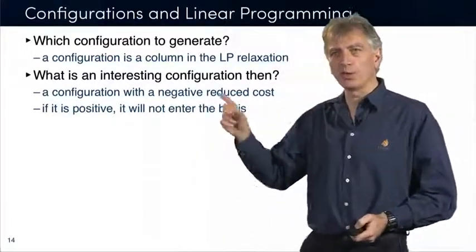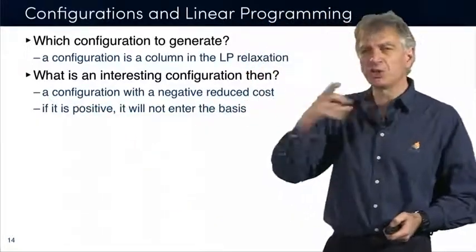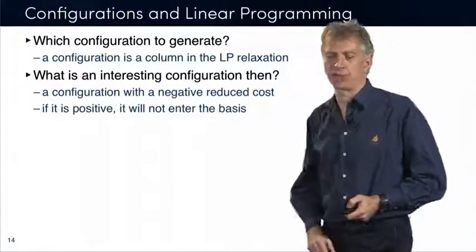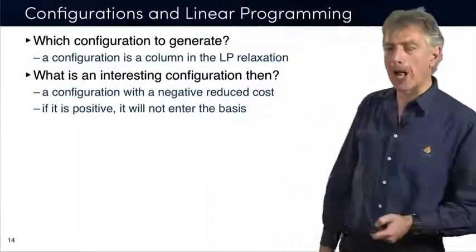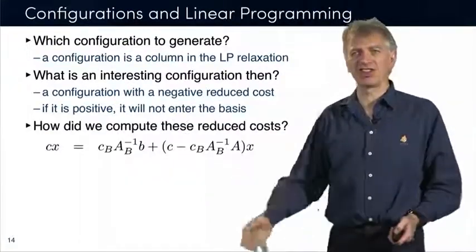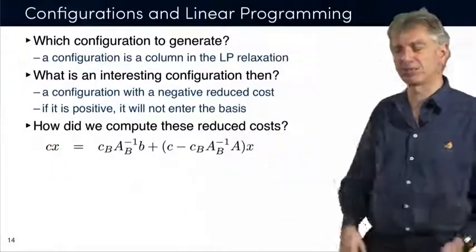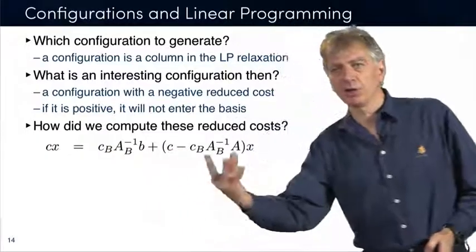So essentially, because we covered linear programming before, we know that to do that, you need a configuration with a negative reduced cost. So if it's positive, it's not going to enter the basis. You want a negative reduced cost. What is this cost? This is the ugly formula that we saw in linear programming. Actually, it's beautiful, but it's kind of messy. So we're going to ignore the constant term. We're going to look only at this term.